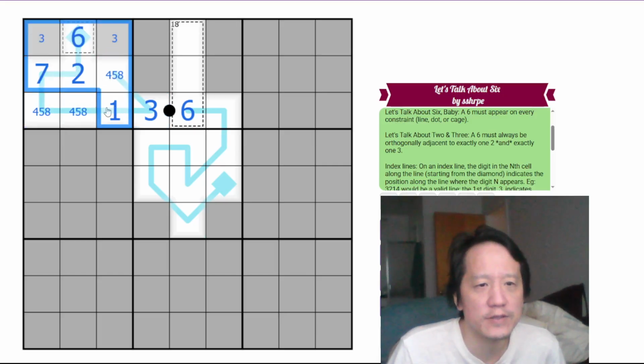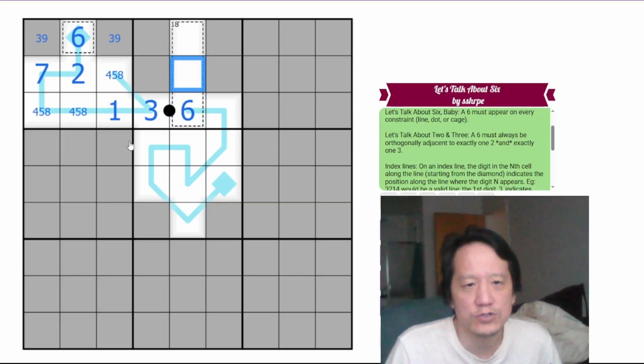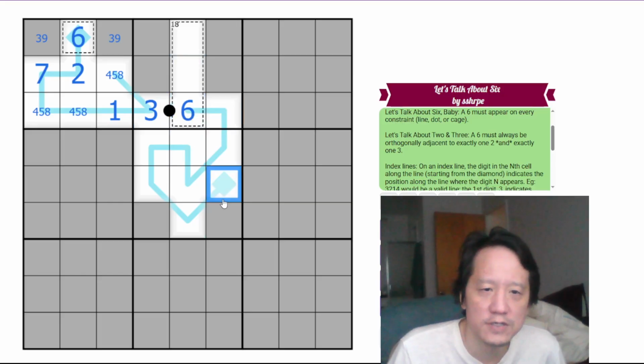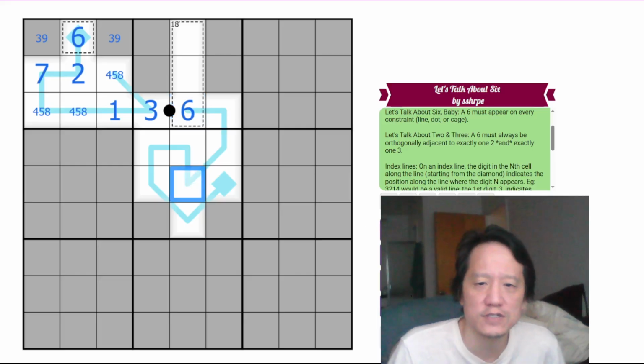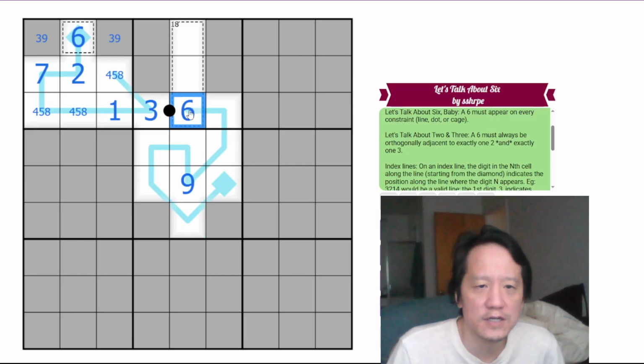So in this upper left box, what can the rest of the digits be? They have to be 3 and 9. This 6 is next to a 2 orthogonally, but okay, this 6 is also here, so it's 1, 2, 3, 4, 5, 6, 7, 8, and 9. So this 6 forces this to be a 9 here, because this is the ninth part of the index line, right? 1, 2, 3, 4, 5, 6, 7, 8, and 9. So 9 has to be in the 6th spot.